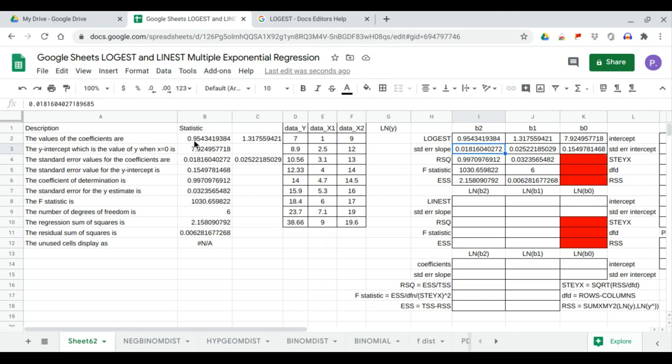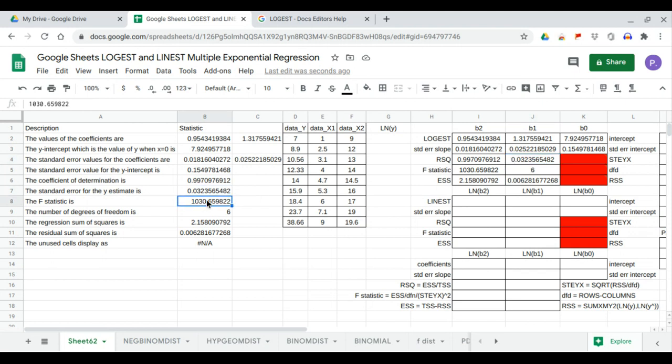So these are the values of the coefficients, they match. The y-intercept, 7.92, also matches. The standard error values of the coefficients also match. The standard error value of the y-intercept, we have a match here. The coefficient of determination, also known as r squared, and the standard error of y-estimate, also known as STAY-X, 0.0323.